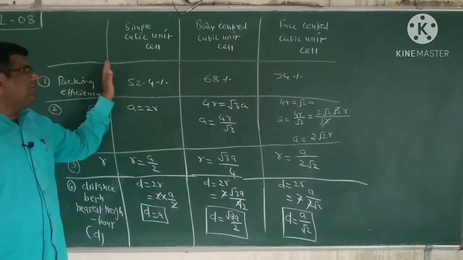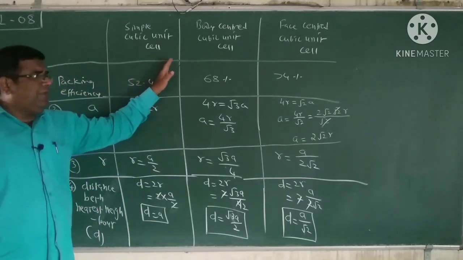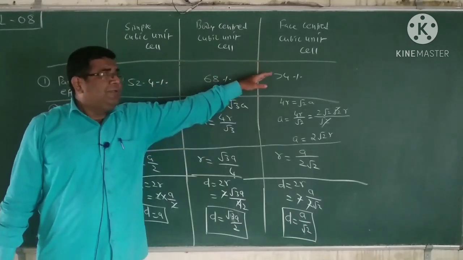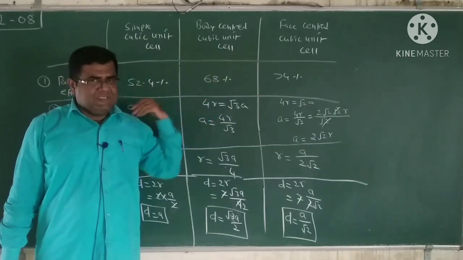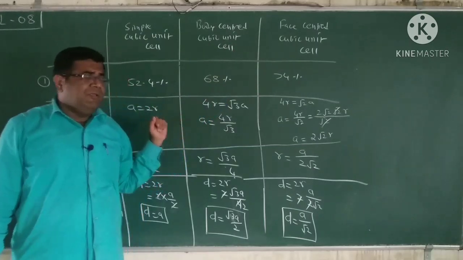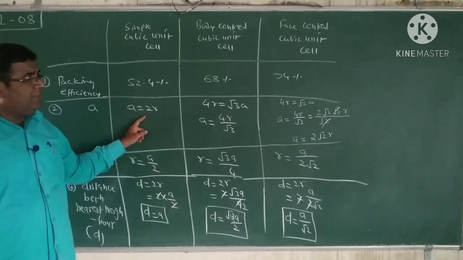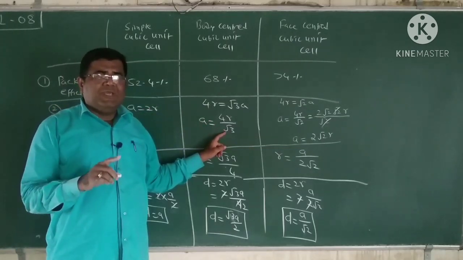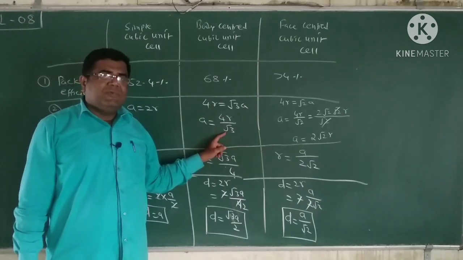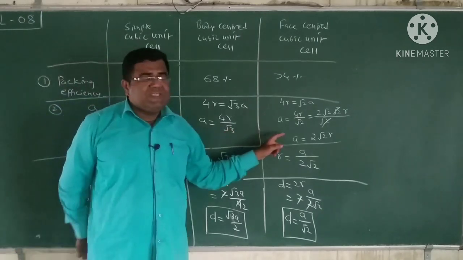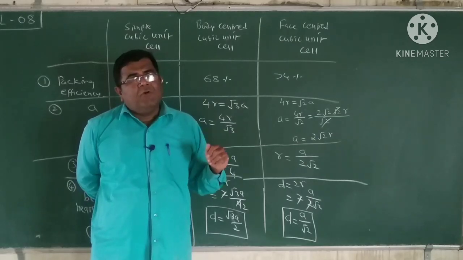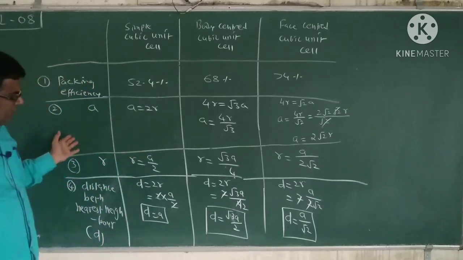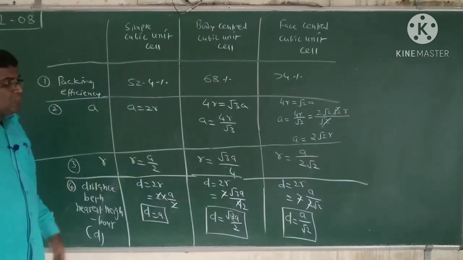Particle arrangement wise: A, B, FCC, ABC, ABC. That we already know. Example wise: polonium; body centered cubic unit example: lithium, sodium, potassium, rubidium, cesium, and barium. And face centered: copper, silver, gold, platinum, nickel. So all these differentiating points you should know.